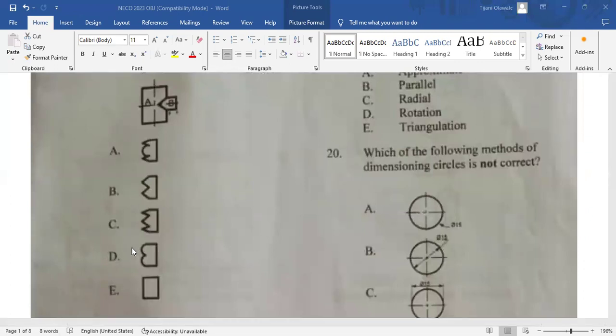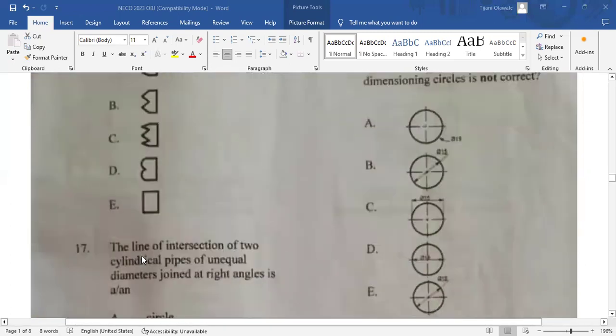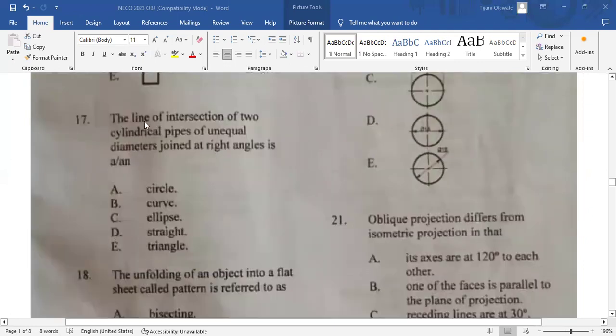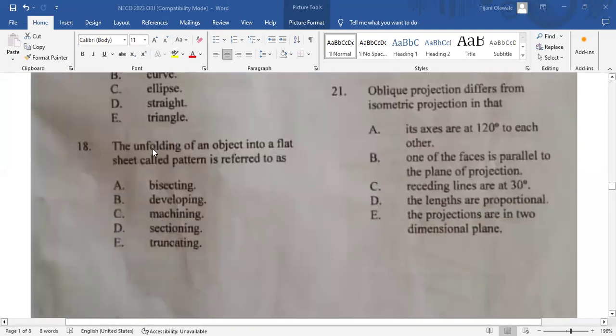So it's the pi. We have this curve being shown. Okay, then we move to question 17. It says that the line of intersection of two cylindrical pipes of unequal diameters joined at right angles is an ellipse. So the answer is an ellipse. That is option C. Then question 18, the unfolding of an object into a flat sheet called a pattern is referred to as developing. So option B is the answer to this question.